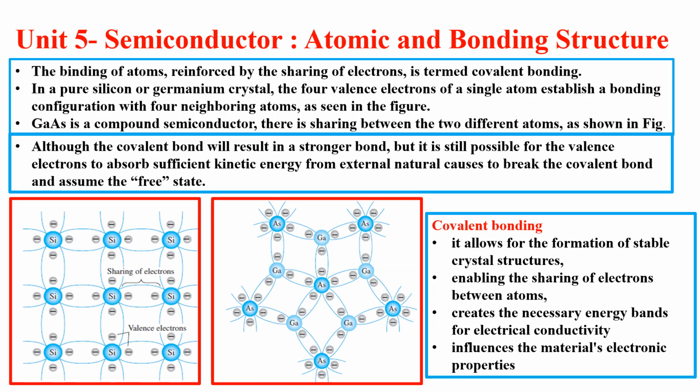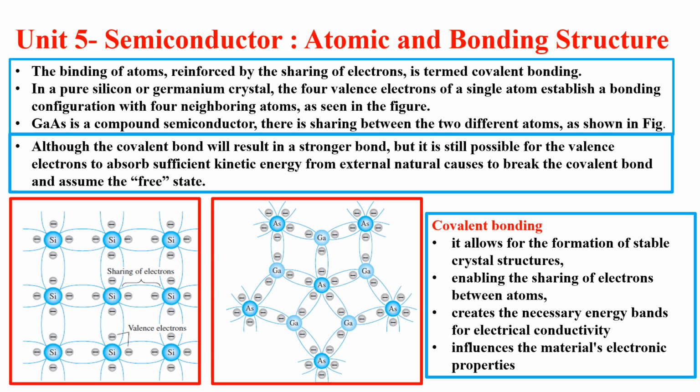Now we discuss further the electronic structure of these semiconductors with respect to covalent bonding. In a pure silicon or germanium crystal, the four valence electrons of one atom form a bonding arrangement with four adjoining atoms, as shown in the figure. This bonding of atoms is strengthened by the sharing of electrons, and it is generally referred to as covalent bonding.